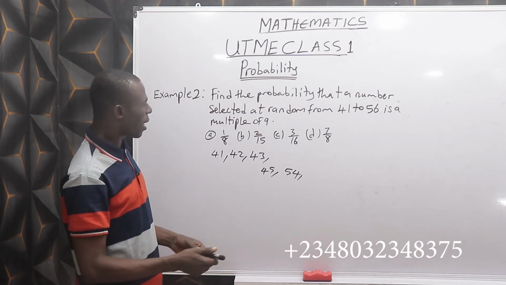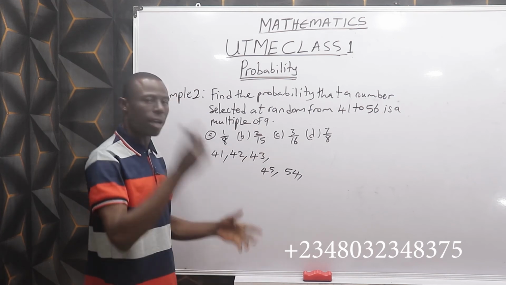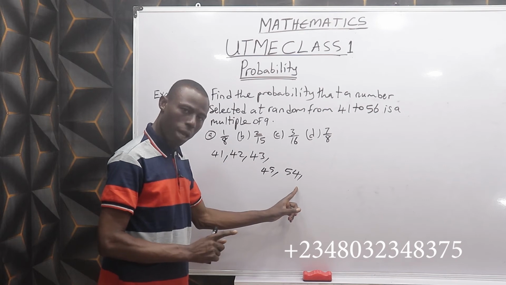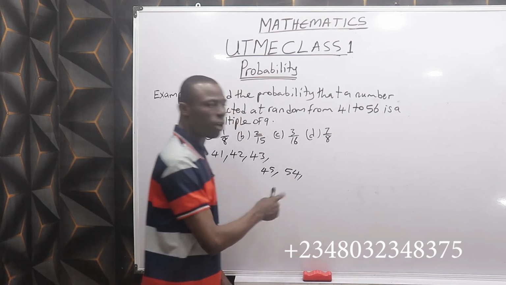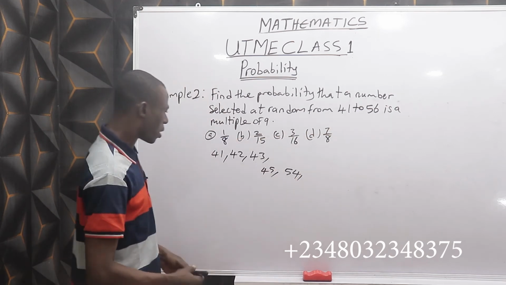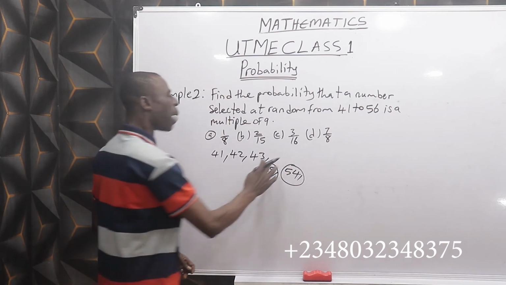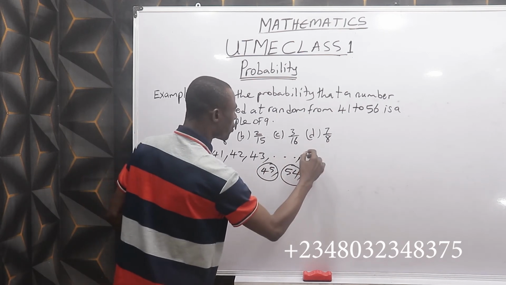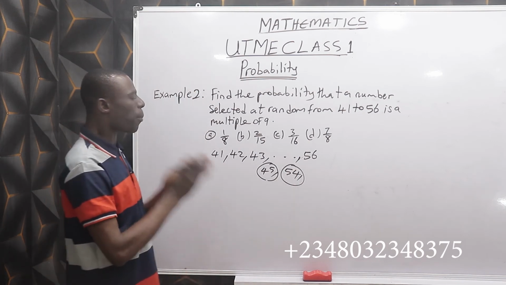How? You know that from 41, 42, 43, 44, 45 is a multiple of 9. Add 9 to that 45, it gives you 54. It will give you another multiple of 9. If you now add 9 to 54, it will give you a number greater than your boundary. The 56 is the boundary in this case. So these are the only two numbers that are multiples of 9 among 16. Let's say we list them all up to 56. Only these two among the 16 are multiples of 9.